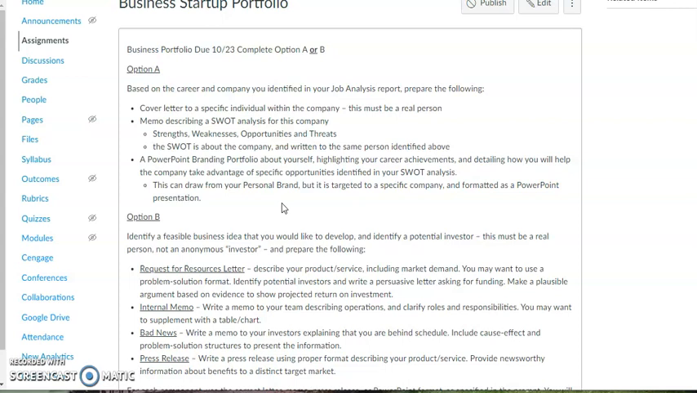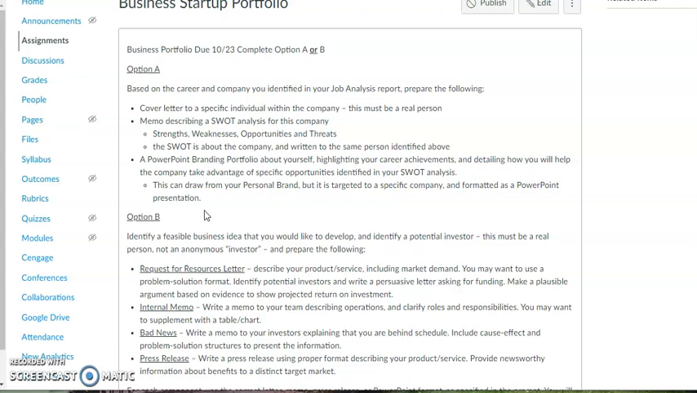And then the final piece that you're going to do for option A is a PowerPoint, essentially a branding portfolio. Now, this is different from the simple branding exercise we did when you simply packaged your brand as a brochure. What I want you to do now is take, again, a more detailed look at your brand, very specifically how you can help the company in terms of their SWOT analysis. And so your brand is now very specifically saying, these are my strengths and I'm helping you overcome your weaknesses.